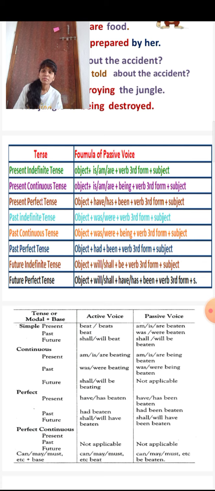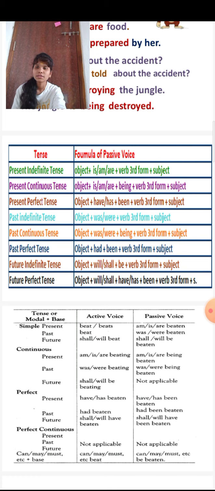They will have won the match. The match will have been won by them. Here there is no negative form. And next, Reena will have washed the skirt. The skirt will have been washed by Reena. So these are the examples of active voice into passive voice in each tense.